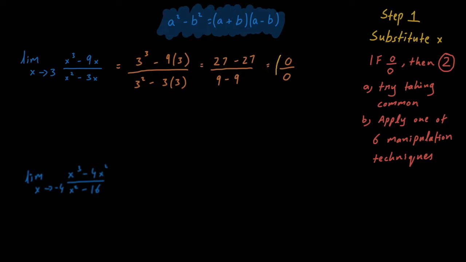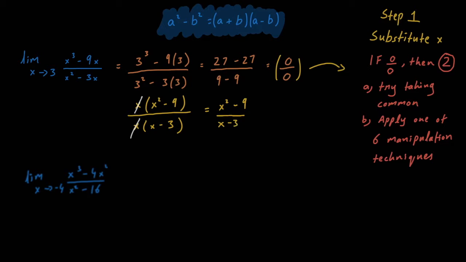Now whenever we get a 0 divided by 0, we have to apply one of the 6 manipulation techniques to find an answer. The first step is to try taking something common. So let's do that. In the numerator, I can take x common, and we'll have x squared minus 9. In the denominator, I can also take x common, and we will have x minus 3. We can simply cancel x over here, and we will be left with x squared minus 9 divided by x minus 3.